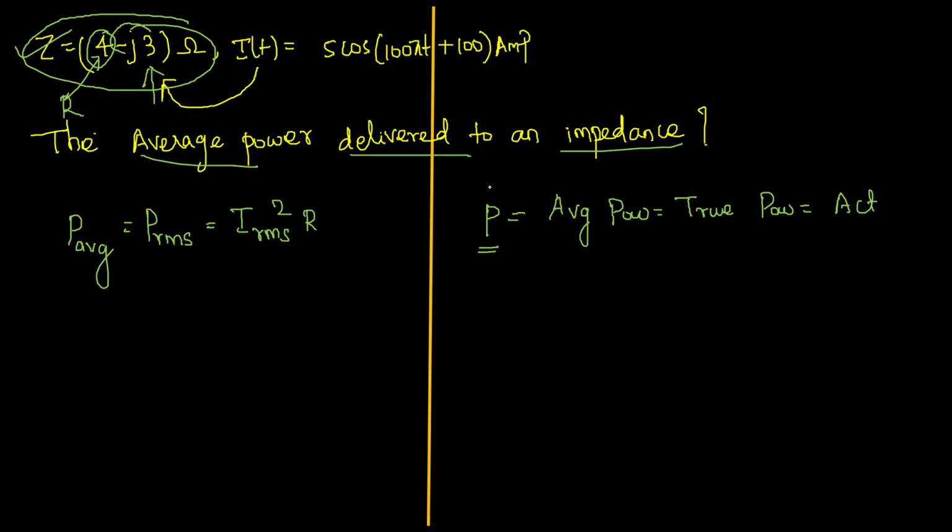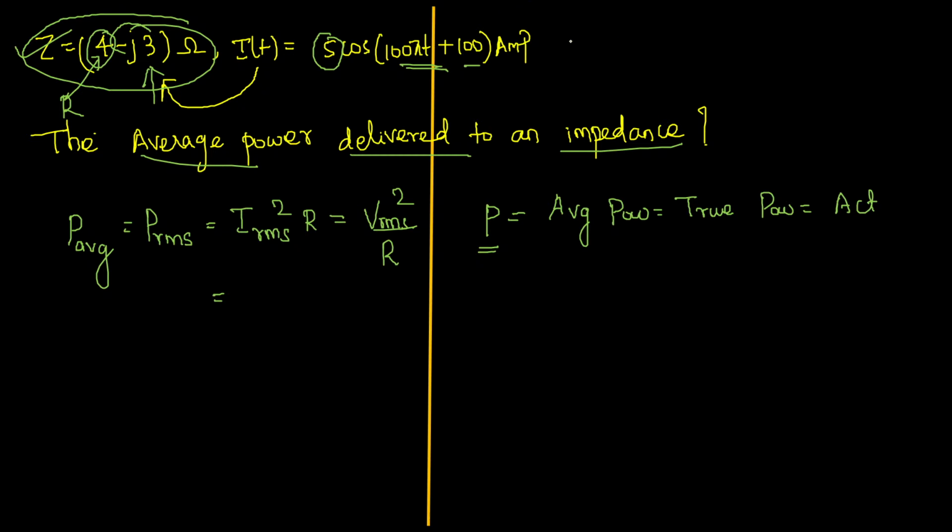I only told that the average power is nothing but true power. True power means this power will be consumed by whom? Resistor only. That's why I am putting R here. Or else you can also use V RMS square upon R. Fine, sir. But in our question it is already given that the current flowing through the circuit is 5 cos(100 pi t plus 100). This is the current, but if you observe, this current is called the instantaneous current.